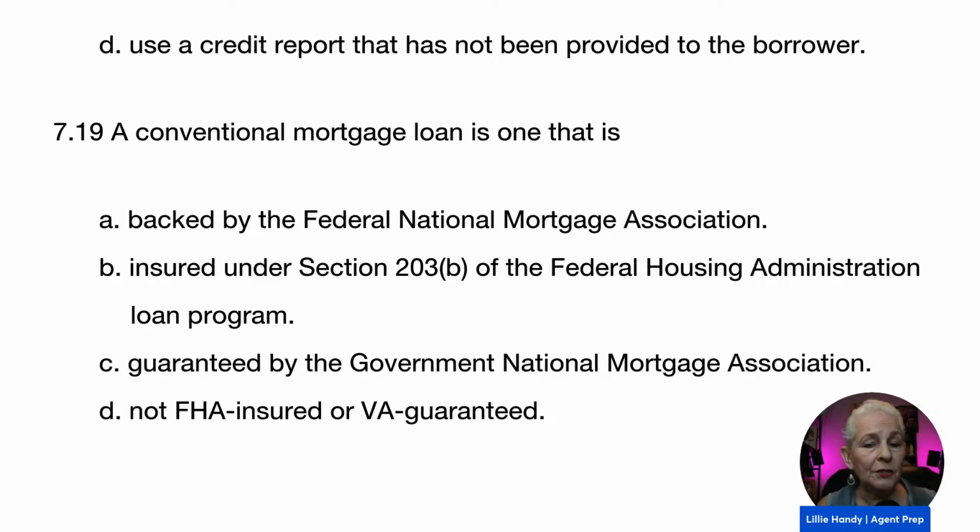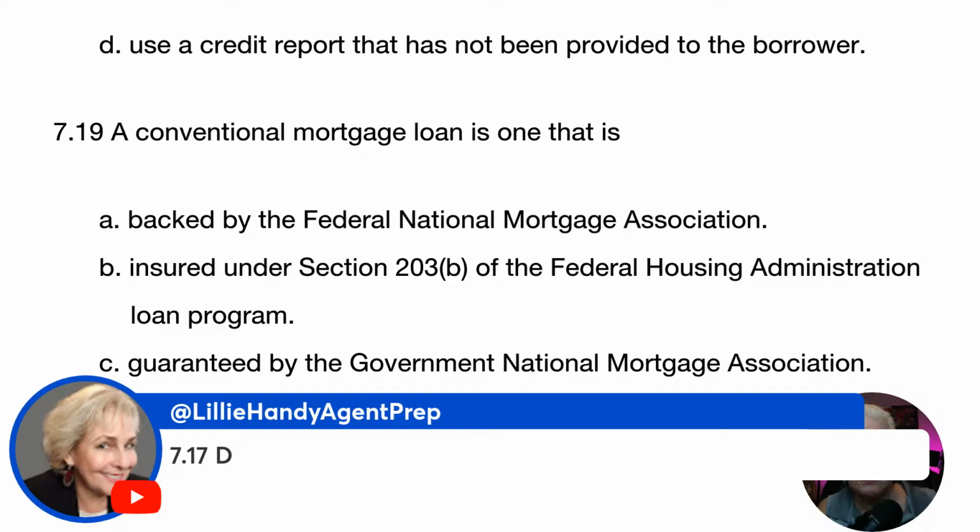So the answer here for 719 is D. It is not an FHA insured or VA guaranteed. Did I show the answer for 17? There's 17, there's 18, and 19.